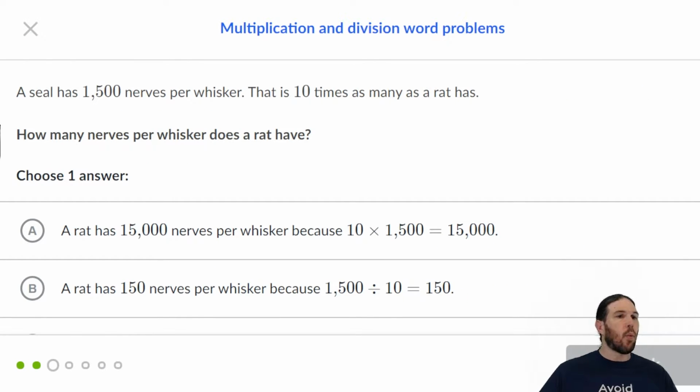A seal has 1,500 nerves per whisker. That is 10 times as many as a rat has. So to find out how many a rat has, we would take that 1,500, we would divide it by 10, and we would get 150.